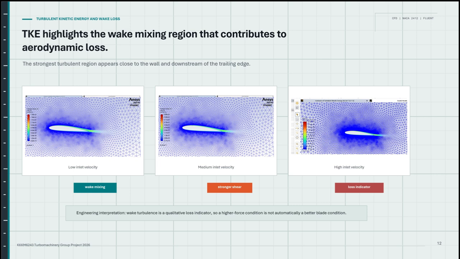This means the higher speed can produce more lift, but it can also create stronger wake loss. So higher speed is not always better.